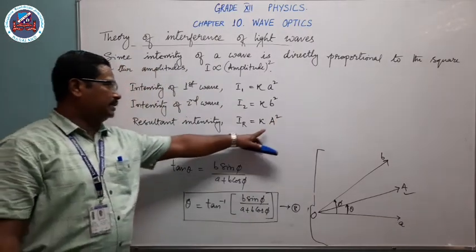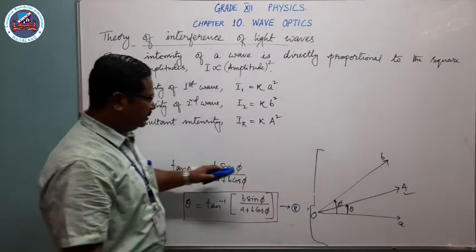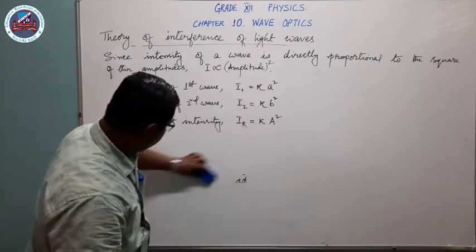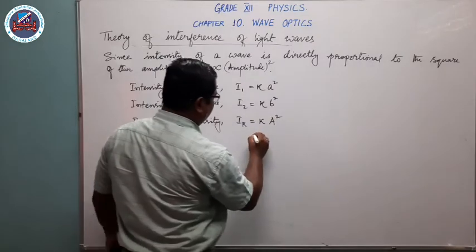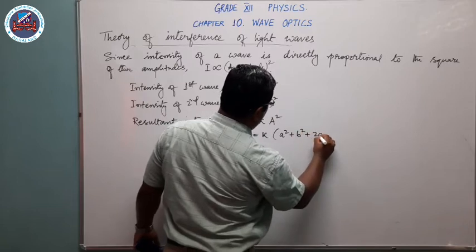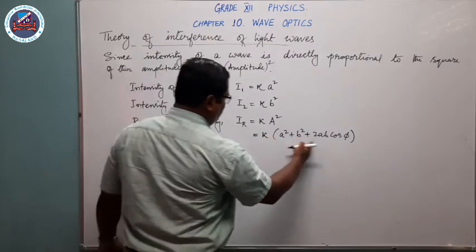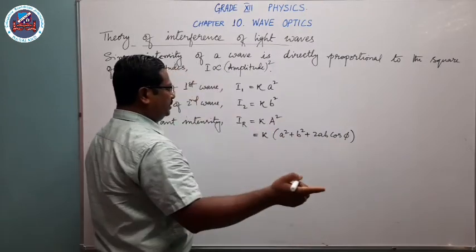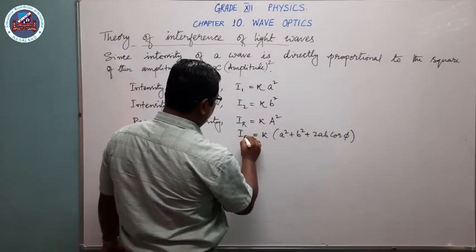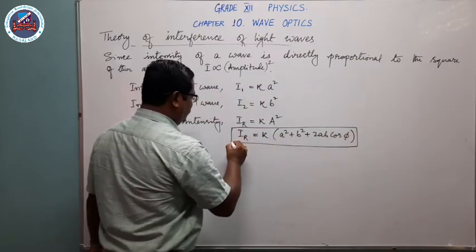Now what is the value of a square that you already know? Just now I have rubbed it, but you know the value. So you will put it here, k times (a square plus b square plus 2ab cos phi). This will give you the intensity of the resultant wave.